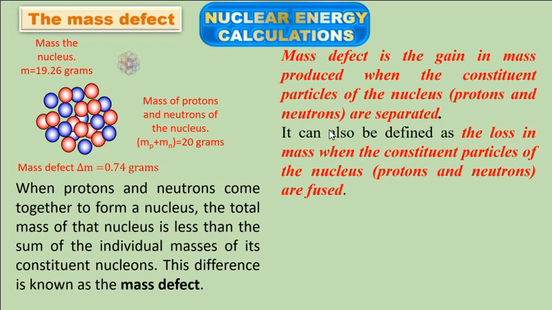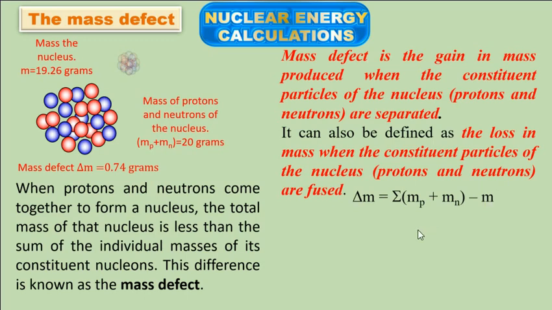It is the loss in mass when the basic particles of the nucleus, the protons and neutrons, are joined together. So now, if those are the two definitions, depending on whether we are splitting or fusing them during that chemical or nuclear reaction, therefore the mass defect, delta M, is given by the sum of the masses of the protons and the neutrons minus the mass of the nucleus itself, or the nucleon.